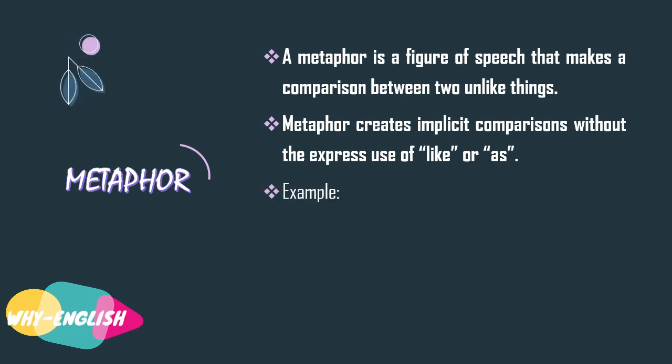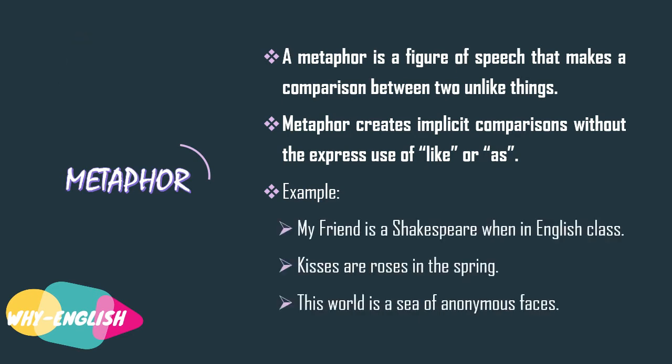For example, my friend is a Shakespeare when in English class. Temanku adalah seorang Shakespeare ketika pelajaran bahasa Inggris. Di sini yang dibandingkan adalah my friend dan Shakespeare. Shakespeare ini adalah seorang pujangga yang terkenal, sehingga kita anggap my friend ini sangat hebat dalam pelajaran bahasa Inggris.